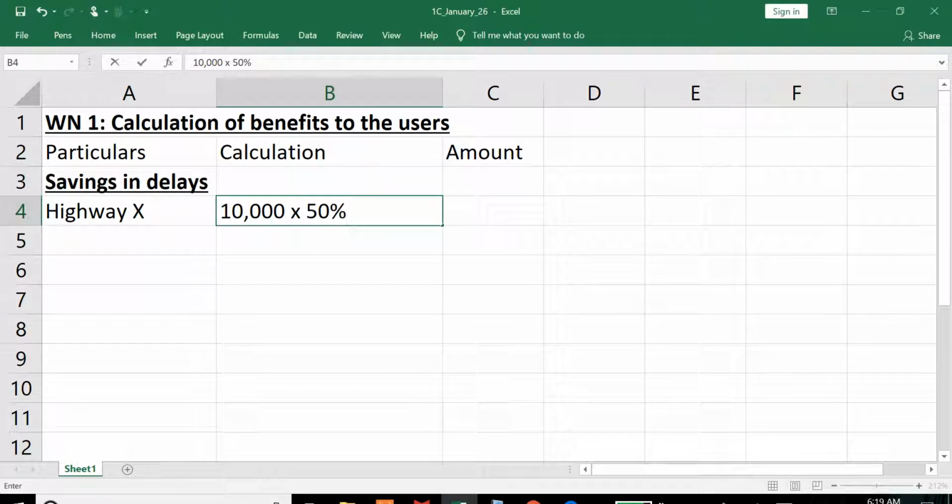50% of the traffic will get delayed. There is going to be a delay of 50% of the traffic. What is the average delay in highway X? 1.3. So overall, in a single day, the amount of delay is 5,000 vehicles into 1.3 minutes.